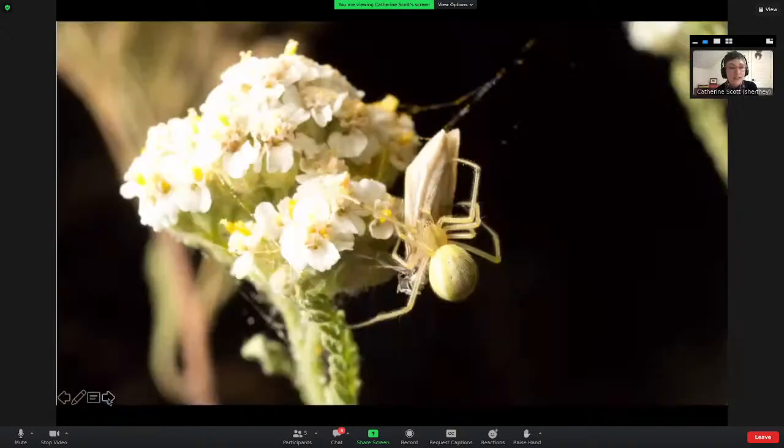They also hunt at night. Same idea: this candy striped spider was living on yarrow and has captured a moth that was visiting the flower to drink nectar. So this is pretty standard fare for cobweb weavers in this family.